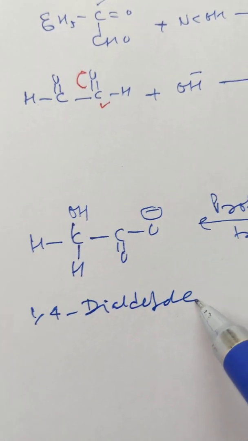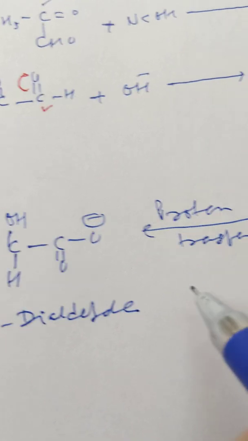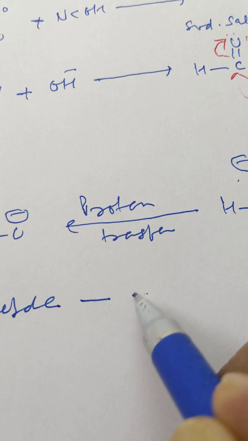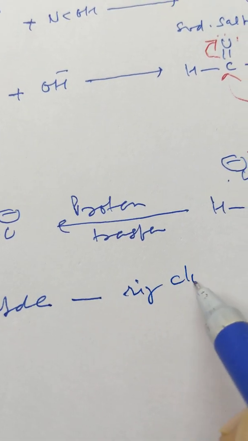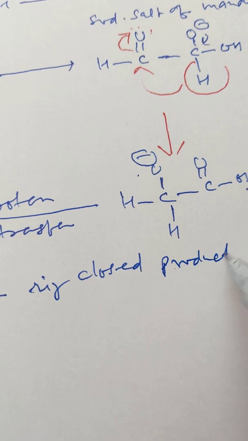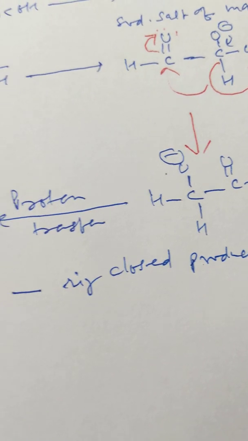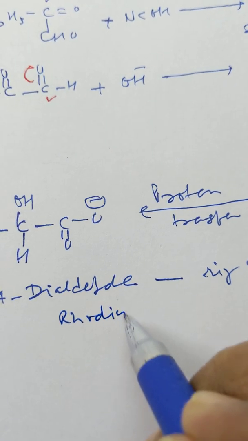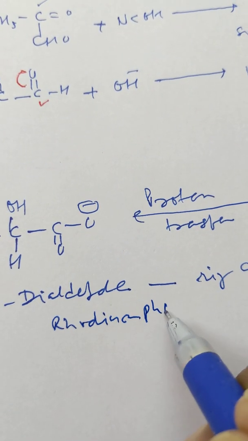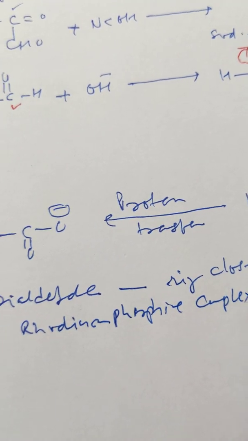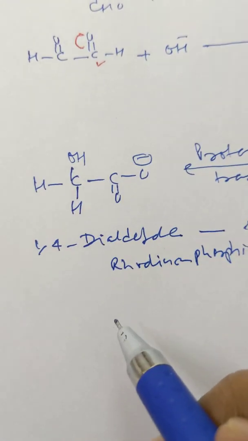1,4-dialdehyde will give you a ring closed product. Ring closed product is formed. The catalyst used for this is a rhodium phosphine complex. Okay, it is a very interesting example.